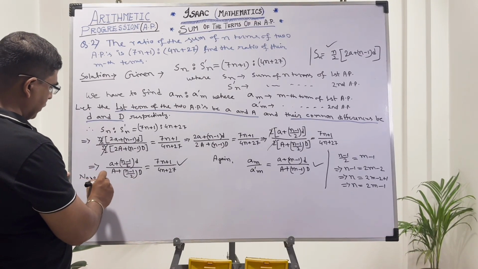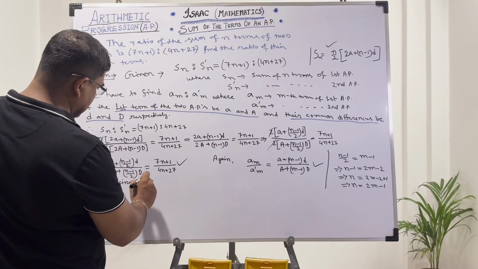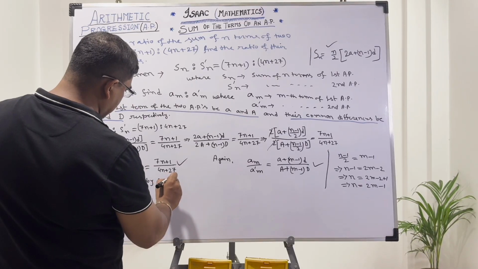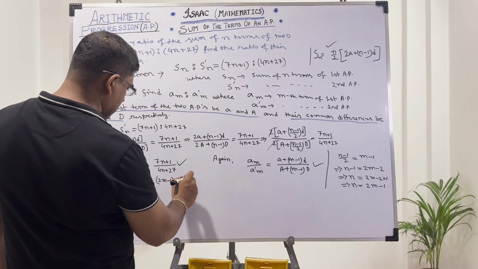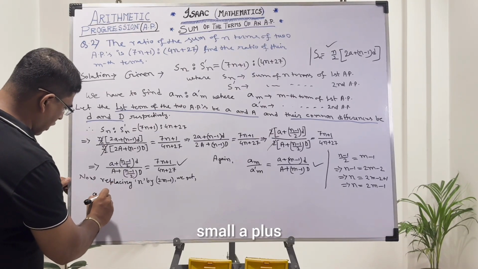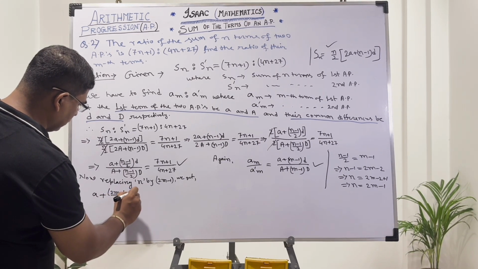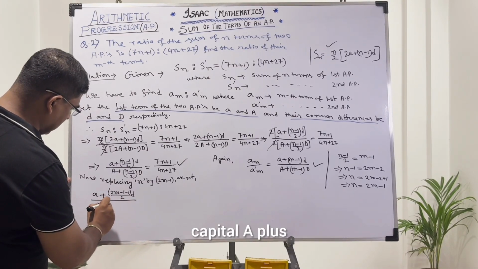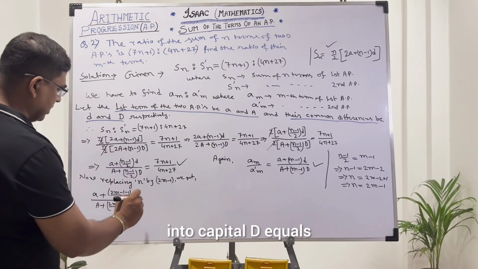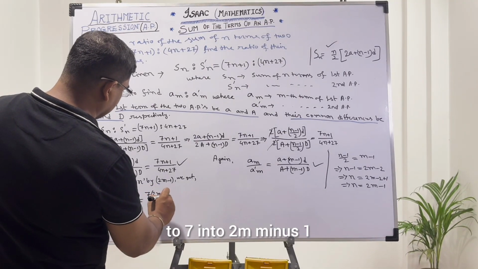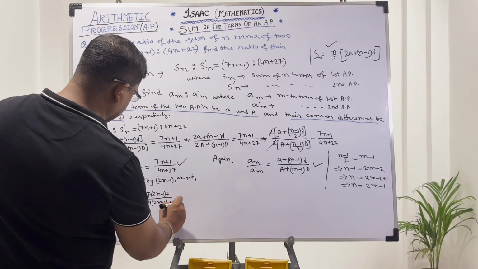Now, replacing n by 2m minus 1, we get small a plus 2m minus 1 whole divided by 2 into small d by capital A plus 2m minus 1 whole divided by 2 into capital D equals to 7 into 2m minus 1 plus 1 by 4 into 2m minus 1 plus 27.